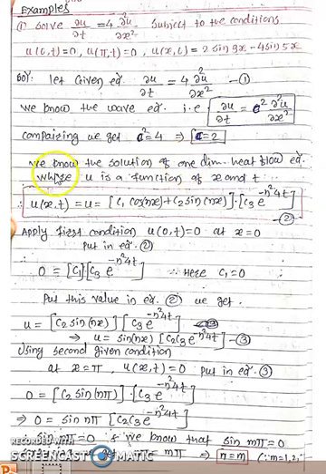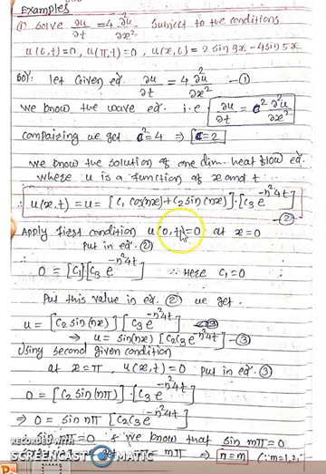Then as we know the standard form of the solution of the one-dimensional heat flow equation, that is u, a function of x, t, is equal to c1 cos nx plus c2 sin nx in first bracket, into, in second bracket, c3 e raised to minus n square 4t. Write this as equation number 2.